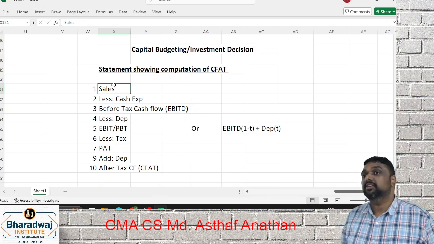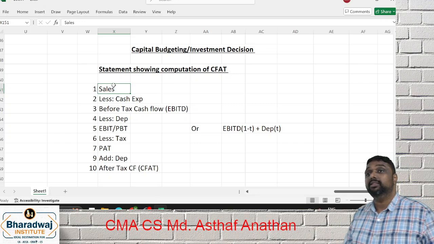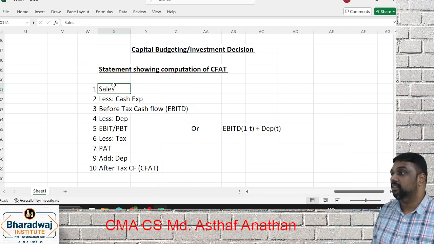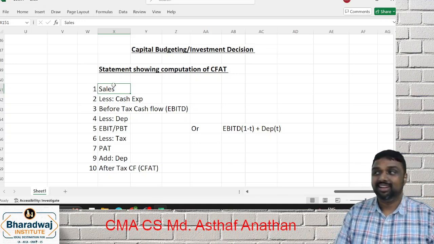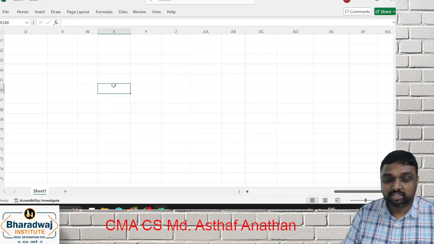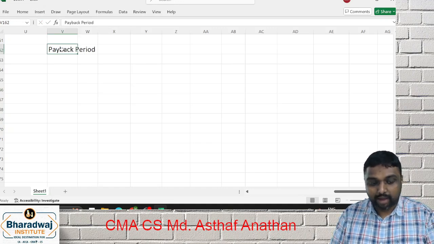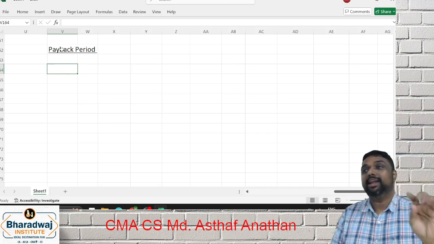If CFAT is given, then you have to check which method to use. There are different methods available for capital budgeting decisions. Shall I proceed, friends? The first method we have is called payback period. Payback period is the period in which you are able to recover your initial investment. Lower the payback, better the option.